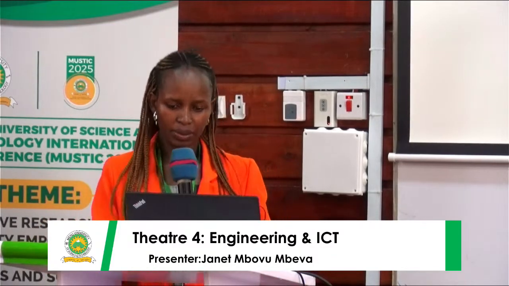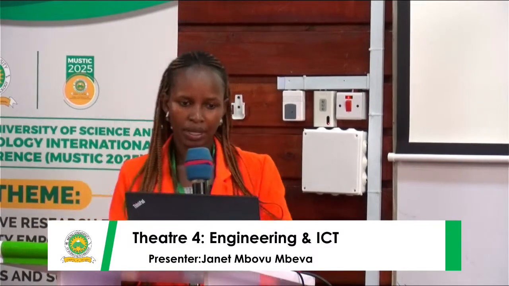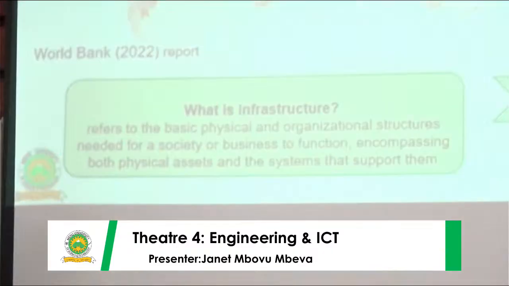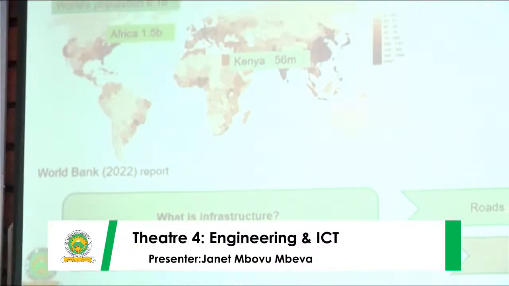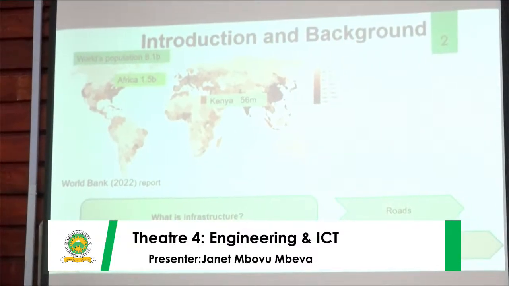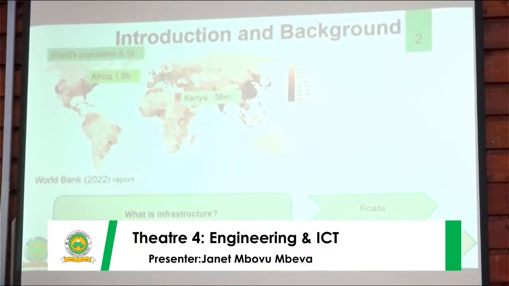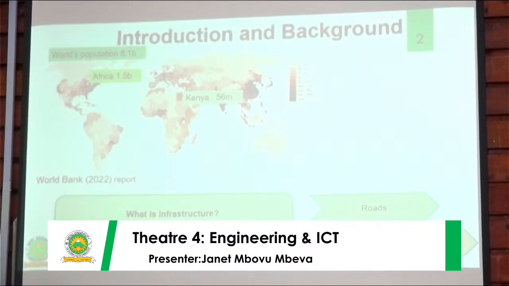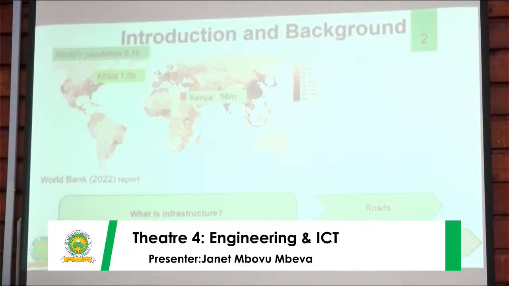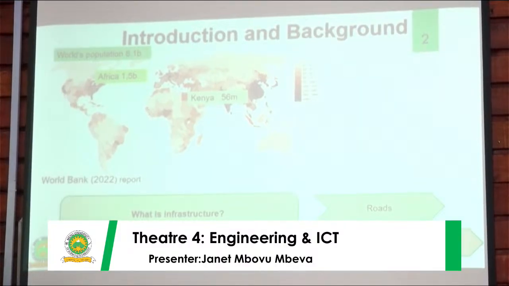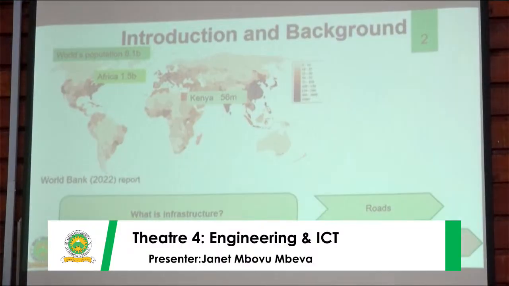According to the World Bank report 2022, the world's population is at 8.1 billion, with Africa having 1.5 billion and Kenya 56 billion. This rapid population growth escalates infrastructure demand. So let's look at what infrastructure is. Infrastructure refers to the basic physical and organizational structures needed for a society or business to function, encompassing both physical assets and systems that support them.